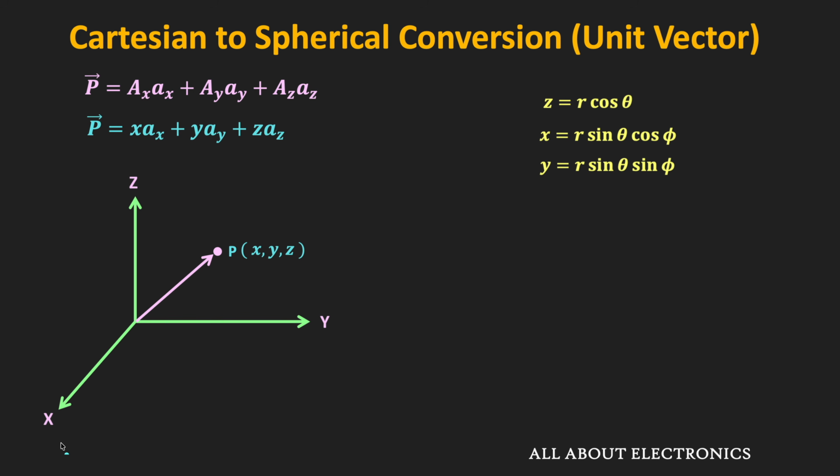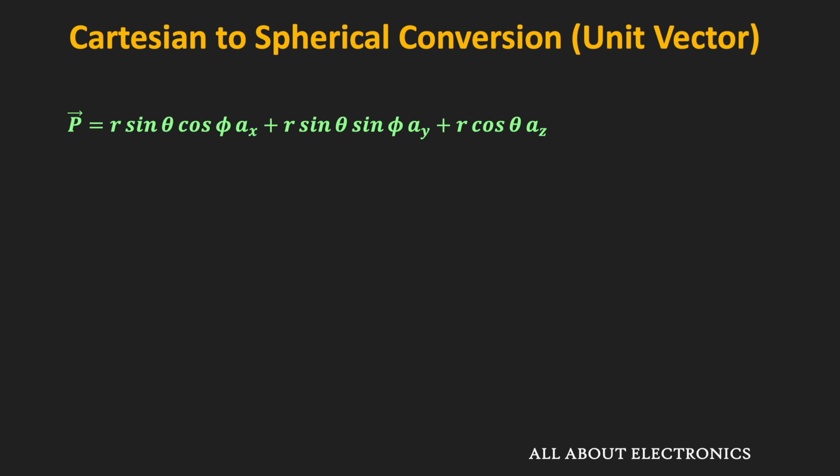After this conversion, this is how P can be represented. Basically, we have put the values of x, y and z in terms of r, theta and phi. Here, if we differentiate this vector P with respect to r, or perform del P divided by del r, then we will get the vector that is increasing in the direction of r. And if we normalize it, then we will get the unit vector AR.